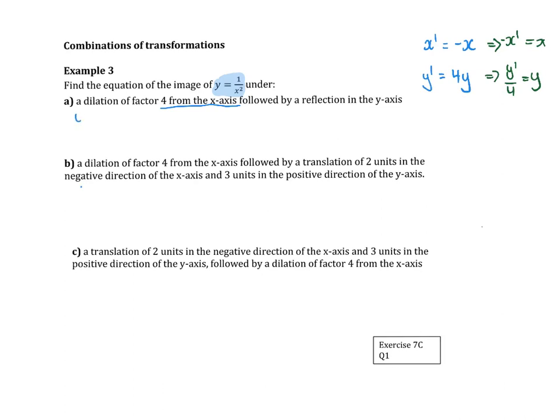So the original was y equals 1 over x squared, but we're going to put the new ones in. So it'll be y dash over 4 equals 1 over, now, negative x squared. Just tidy that up. We don't leave the 4 down there, do we? So it's dividing on that side, so over the other side. So I've got y dash actually equals 4 over x squared. Now, negative x squared, it's still going to be x squared, isn't it? Yeah? So there's my formula in the end.